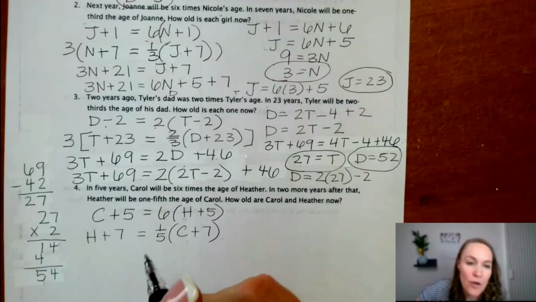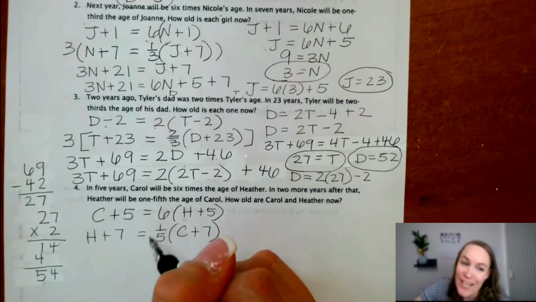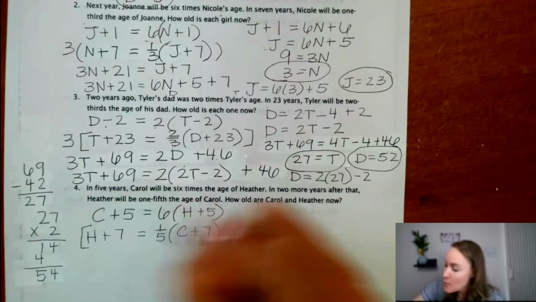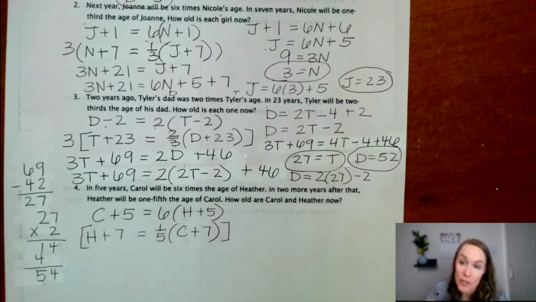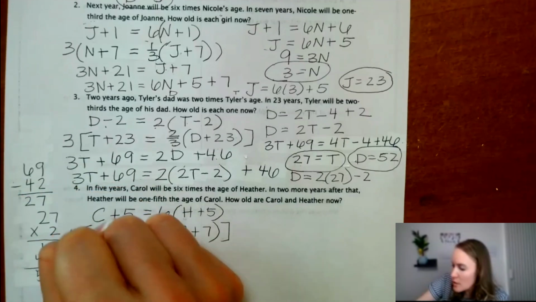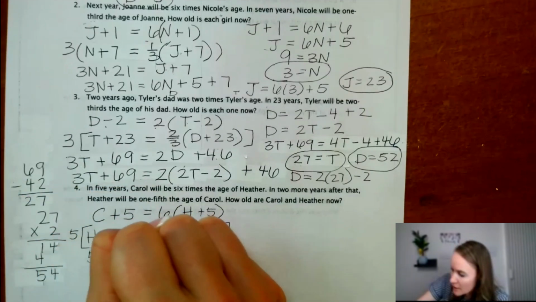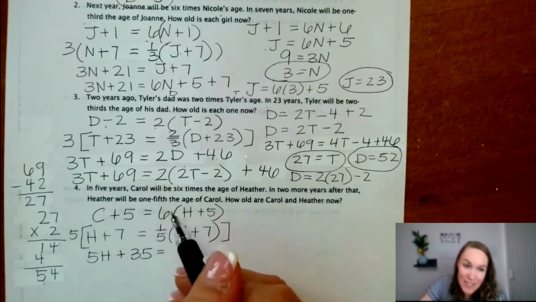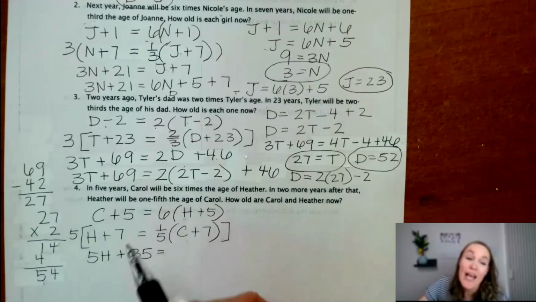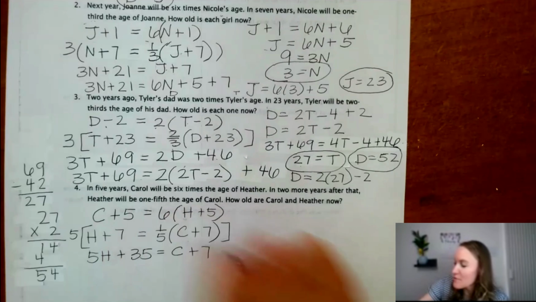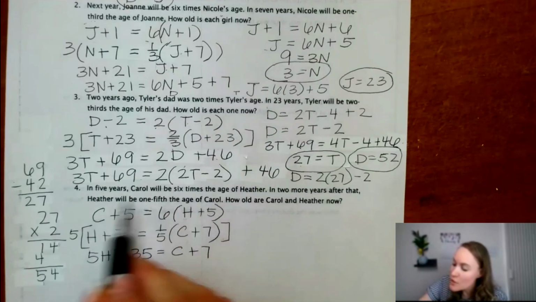Perfect. So first thing I want to do is get rid of my fraction, right? So I'm going to multiply this equation by the denominator, which is 5. So I get rid of that fraction. So 5h plus 35 equals, it completely gets rid of that fraction because I have a 1 in the numerator. And 1 times c plus 7 is just c plus 7. So c plus 7.